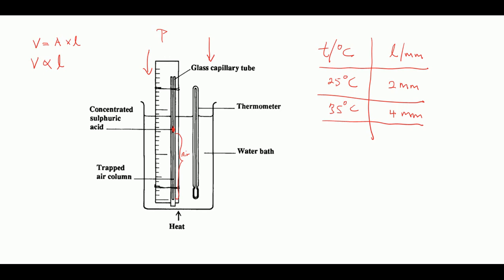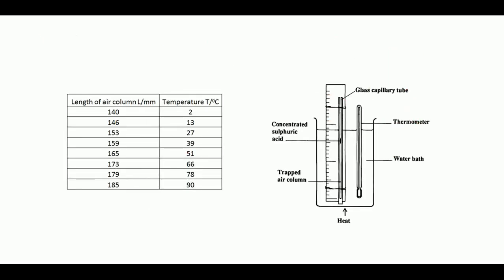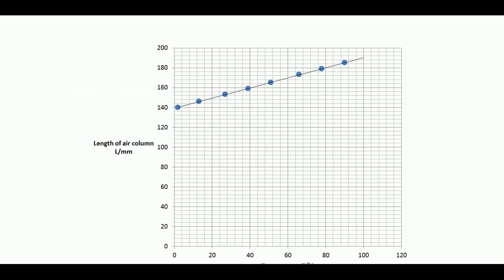So let's look at some data. So what I've done here is simulated some data for this experiment, right? What I suggest you do is to pause the video and actually try to plot this graph using this data here. So we have length of air, the length of the air column, and we have temperature in degrees Celsius, right? So you can pause the video and draw the graph. Now this is what the graph is supposed to look like.